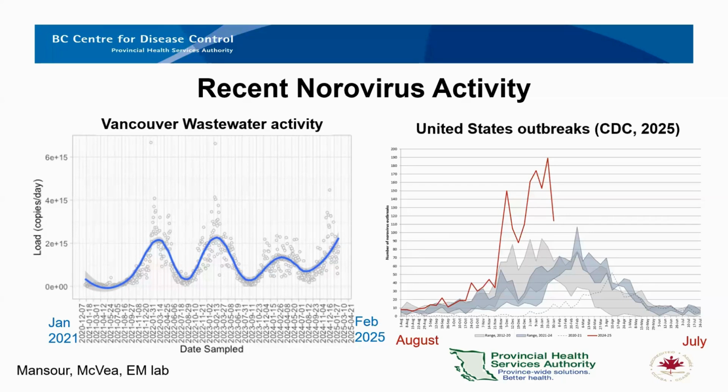The red curve is the number of outbreaks that have happened between August and July of the various years. This particular year has been very active, as you can see in the red curve, compared to the previous years shown in the shaded areas. So something's going on this year that's making the public health burden of illness much higher than previous years. So what could be going on?